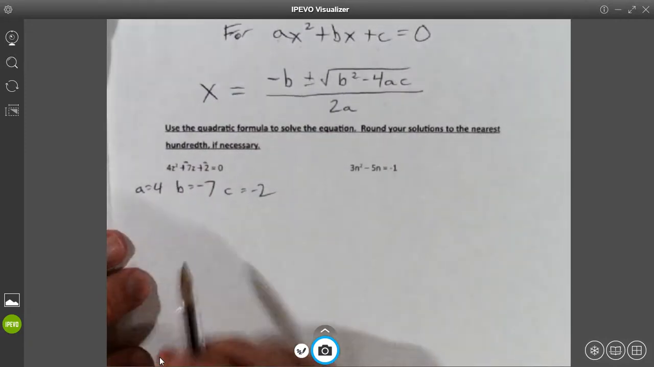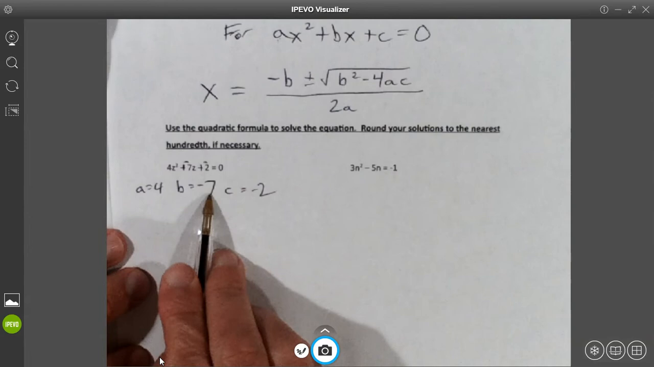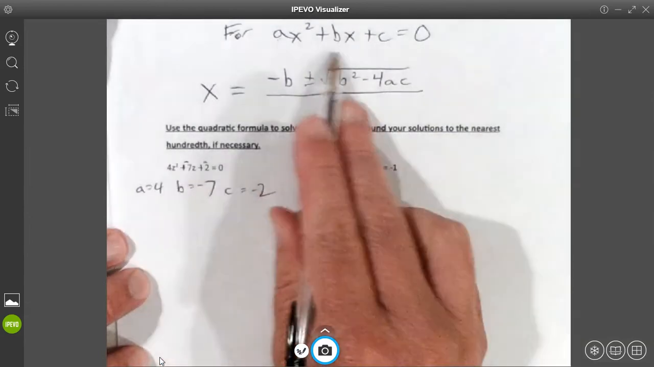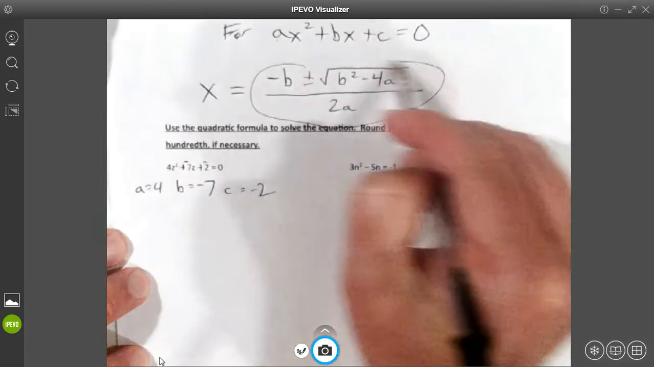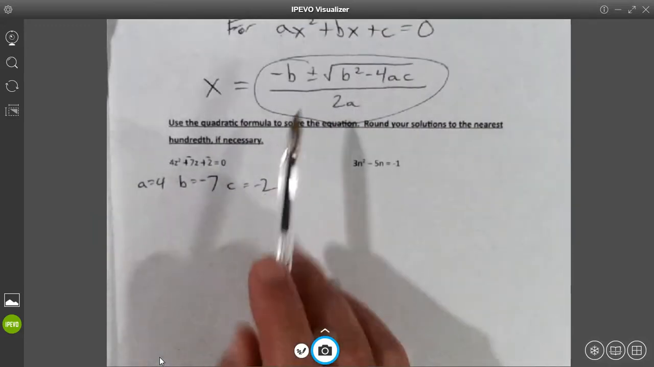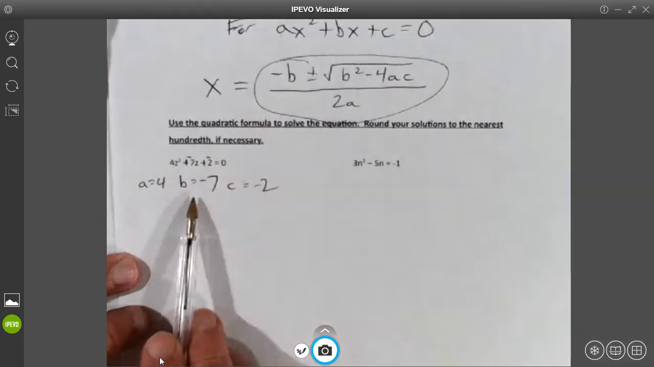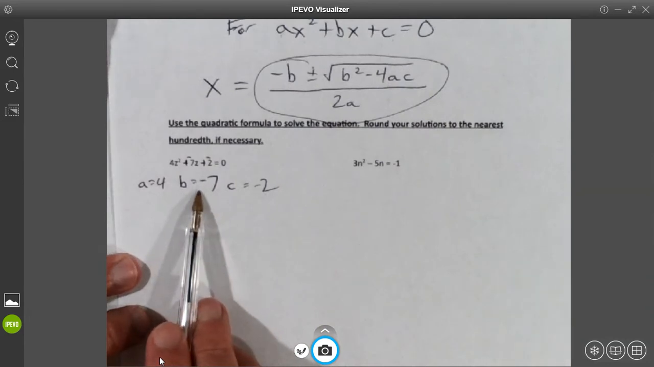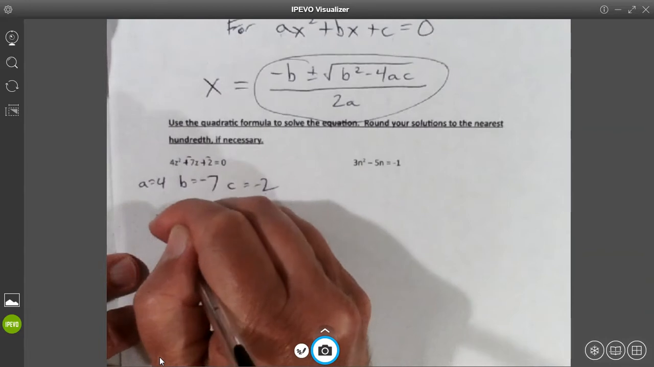So I've got my value for a, my value for b, and my value for c, just pulled right from this equation. And so I'm just going to fill them in this formula here. So here we go. I start off with the opposite of b. Well, if b is -7, the opposite of -7 is 7.